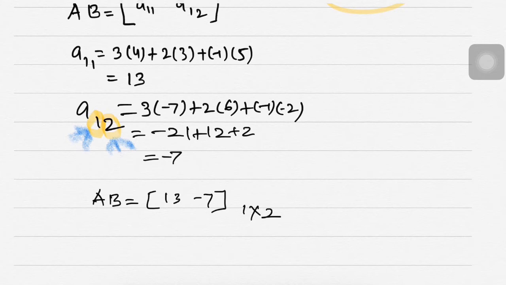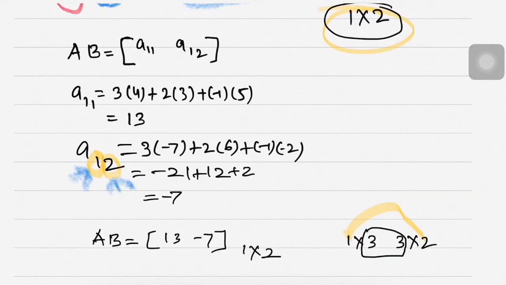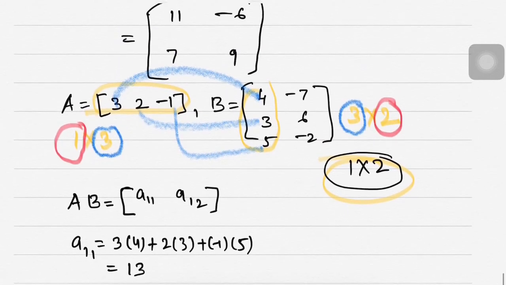The order of matrix A was 1 by 3 and the order of matrix B was 3 by 2. So the resultant matrix will be of order 1 by 2. The product matrix is [13, minus 7]. Let us revisit our matrices once again. A was [3, 2, minus 1] and B was [4, minus 7; 3, 6; 5, minus 2], and the order of matrix A was 1 by 3 and the order of matrix B was 3 by 2.